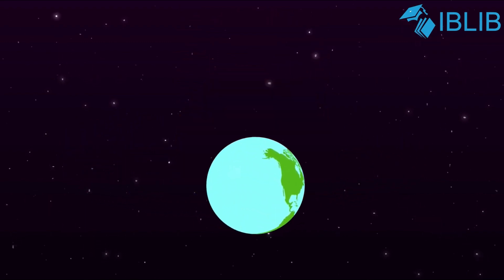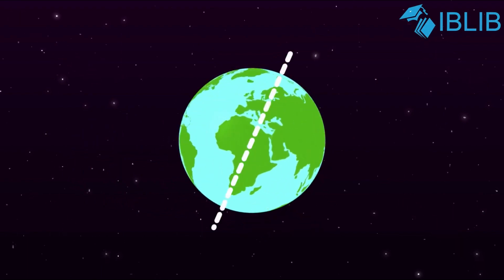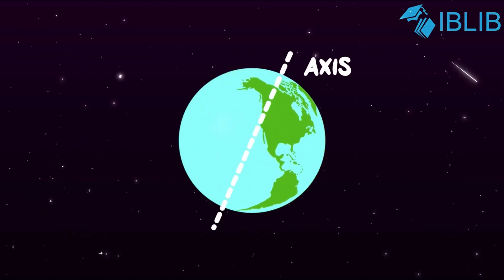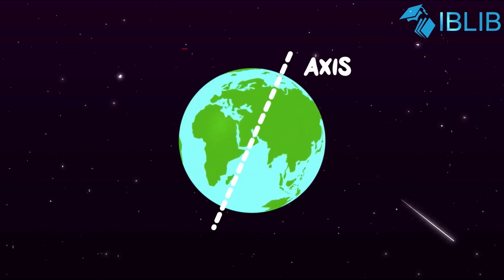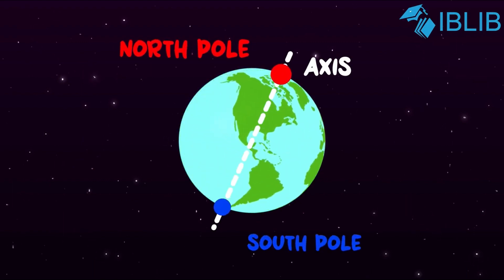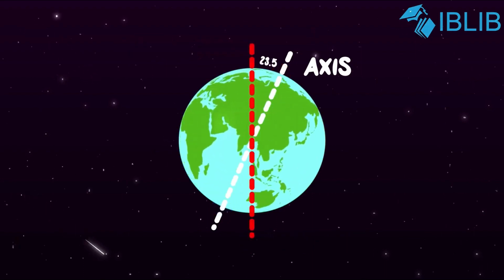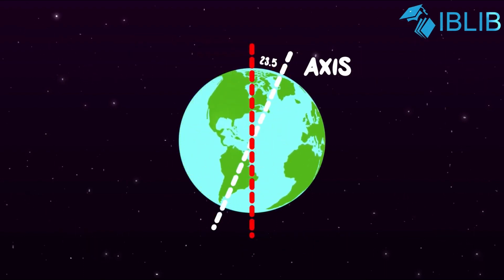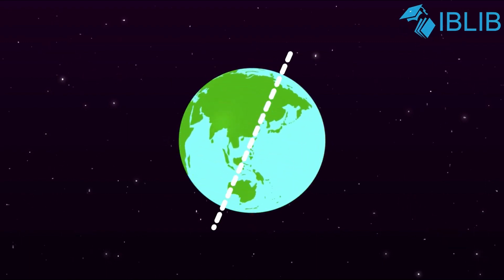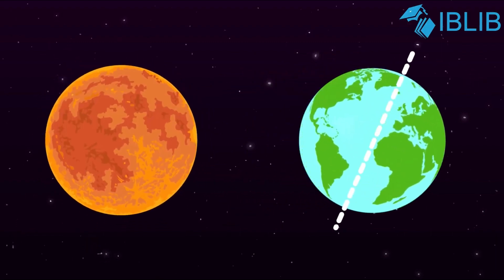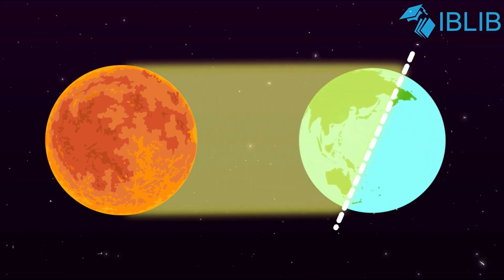As we know, our Earth is round and it rotates on an imaginary line called the axis. This axis links the 2 poles, the North Pole and the South Pole. The axis and thus the Earth is tilted at an angle of 23.5 degrees. This tilt causes different parts of the Earth to receive the Sun's most direct rays throughout the year.